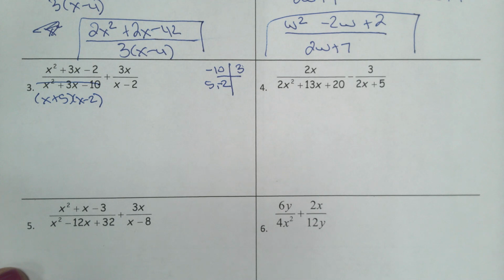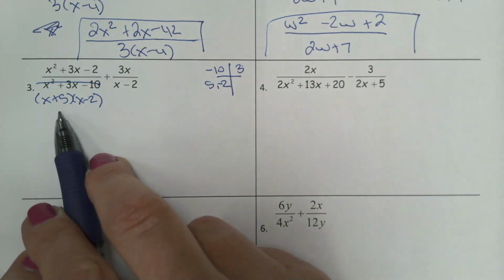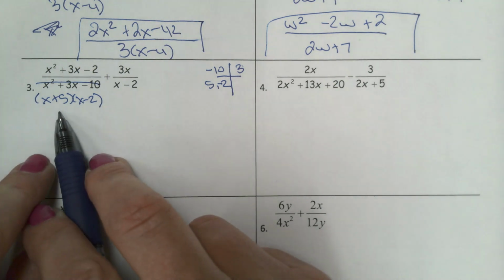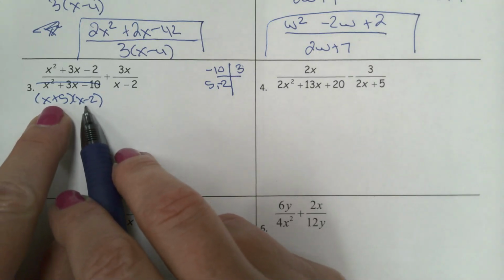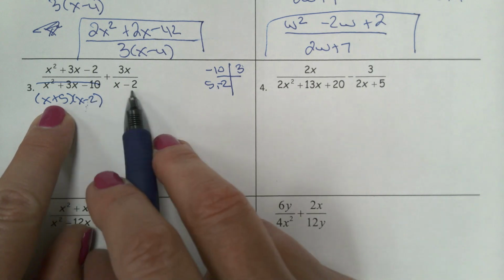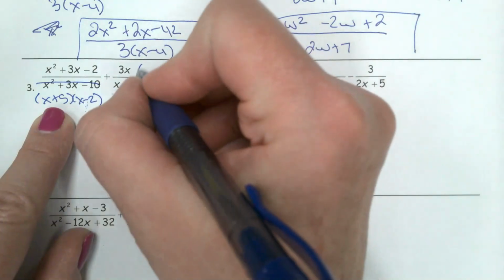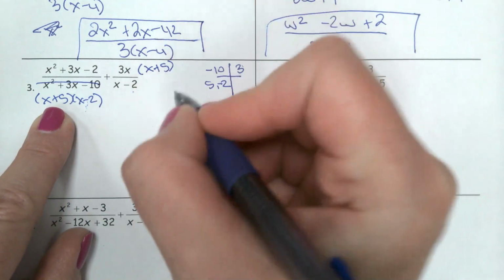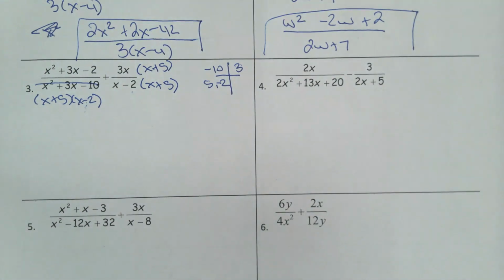So I need a common denominator. So the one on the left, I can tell that this is going to be my common denominator. So your denominators have to have one of everything. So all denominators are going to have both an x plus 5 and an x minus 2. So this one only has the x minus 2. It's missing the x plus 5 portion of your common denominator. So I'm going to multiply the top and bottom by that.